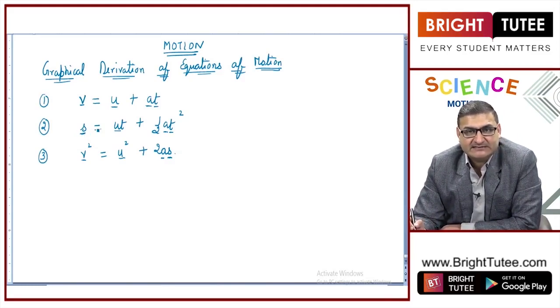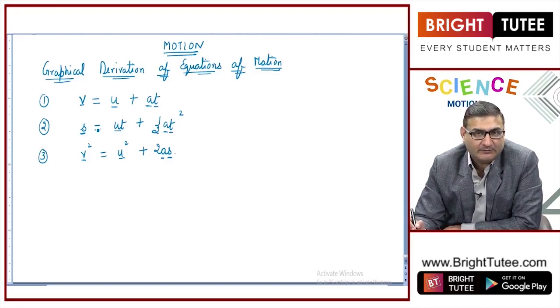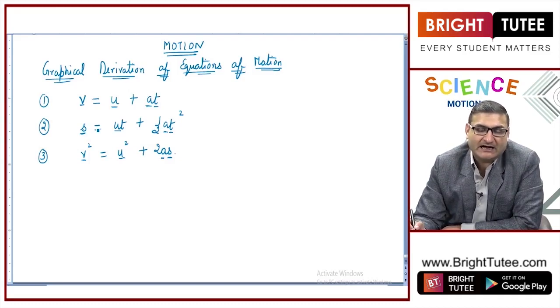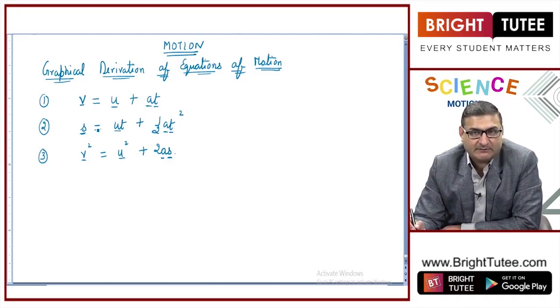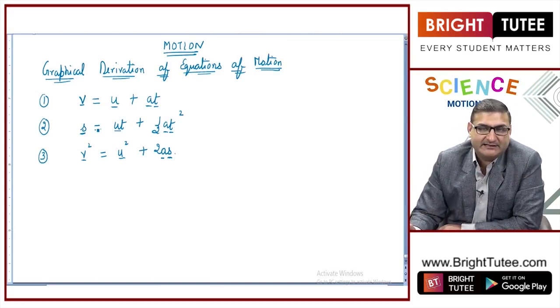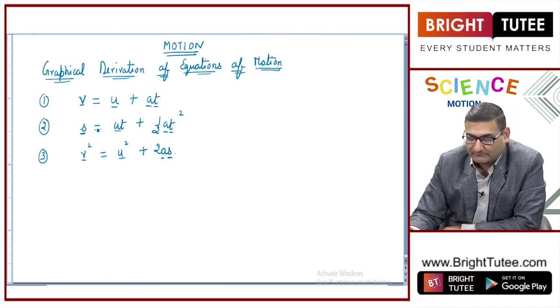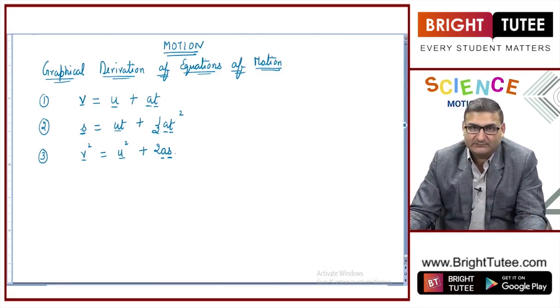Previously we saw where we derived these equations of motion from, but that was numerically. Today we will be making use of graphs. Now we have studied the distance time graph and the velocity time graph. In this particular topic we will be going through the velocity time graphs in order to derive these three equations of motion. But for that we need to study a few things before that. What? Let us see.